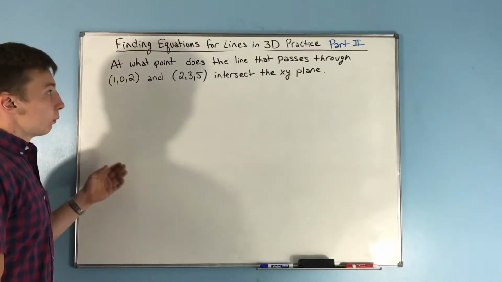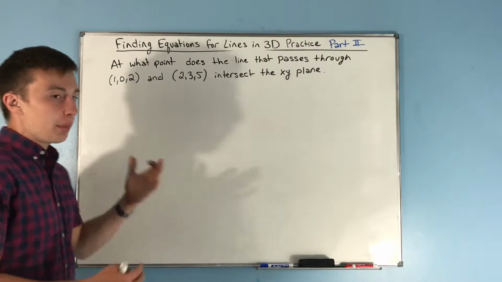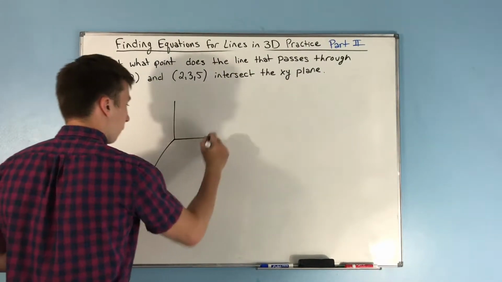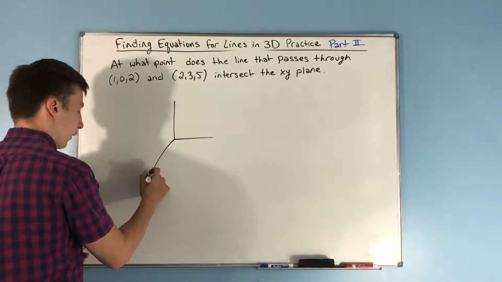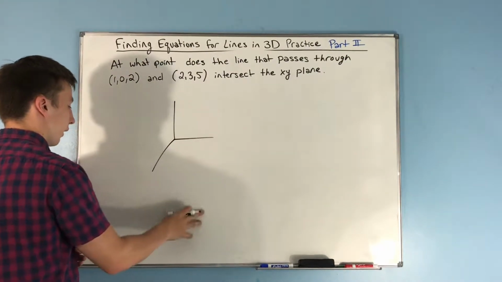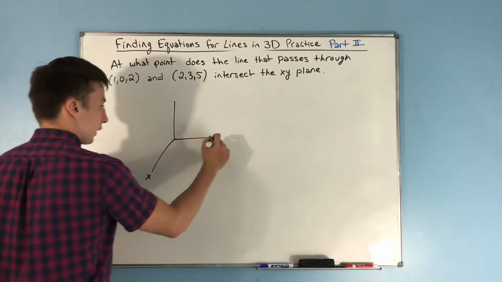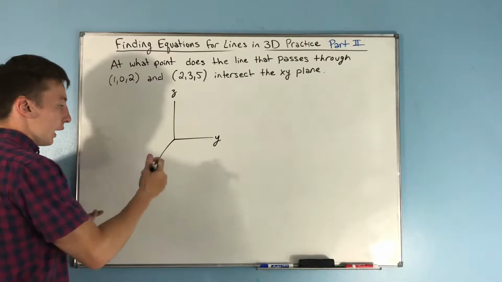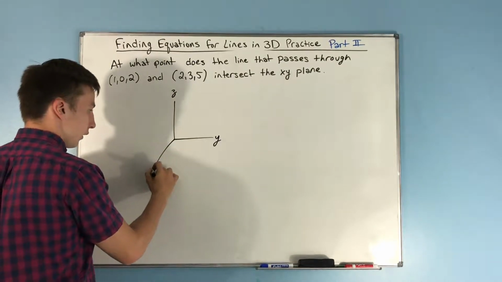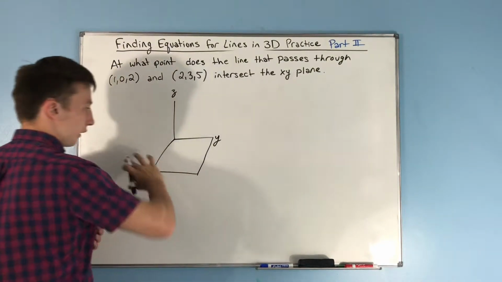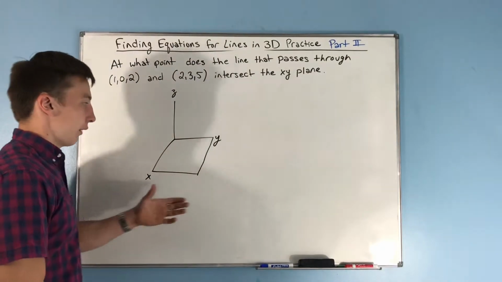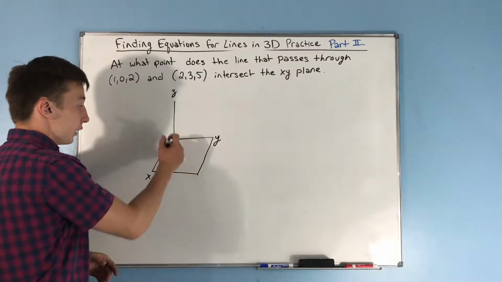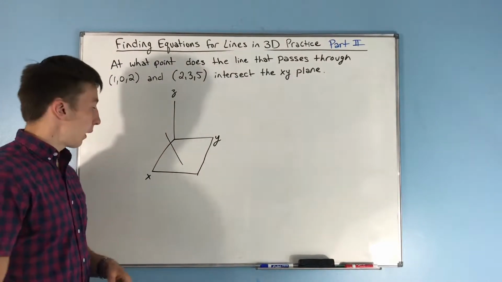So first off, let's get a better idea of what we're trying to find here. We have our three-dimensional graph, x, y, and z, and our xy plane is this little guy right here, and that of course goes on and on, all around. For our xy plane, we want to find where some line goes right through it.